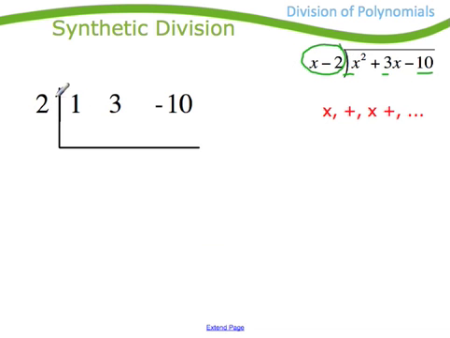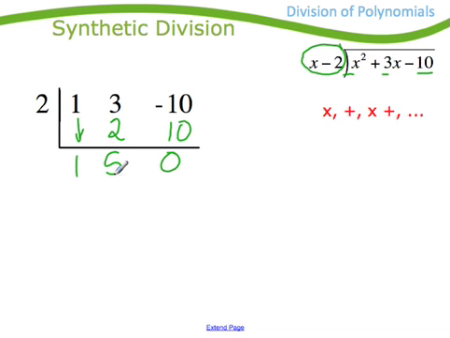Okay, so then to do my synthetic division, all I have to do is bring my 1 down. That's a 1. And then I multiply and add, multiply, add, multiply, add, and just keep multiplying and adding until you're done. 2 times 1 is 2, and then add. 3 plus 2 is 5. 2 times 5 is 10, and then add. Minus 10 plus 10 comes out to be 0.